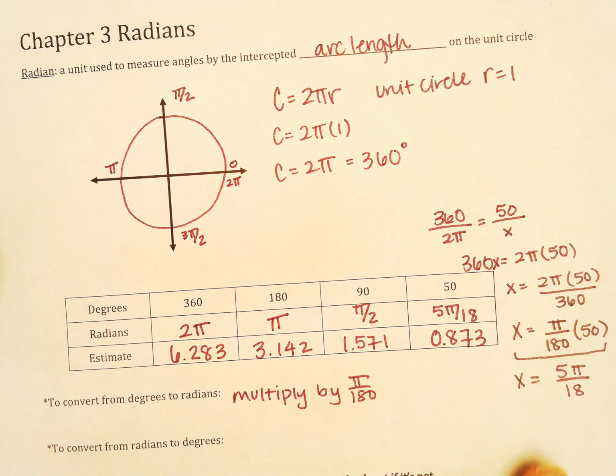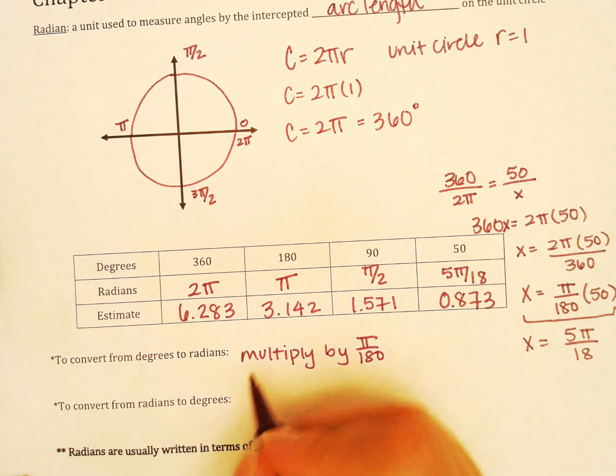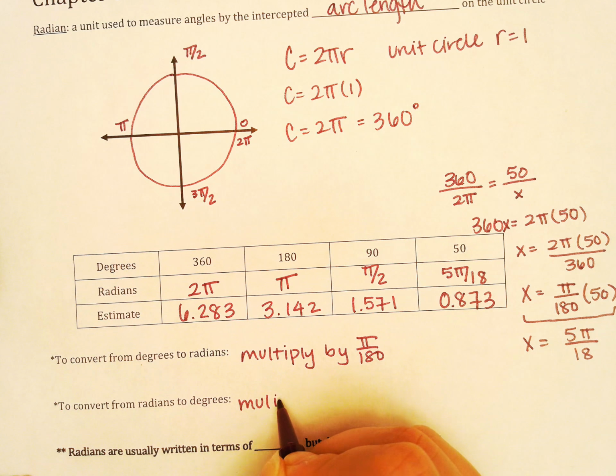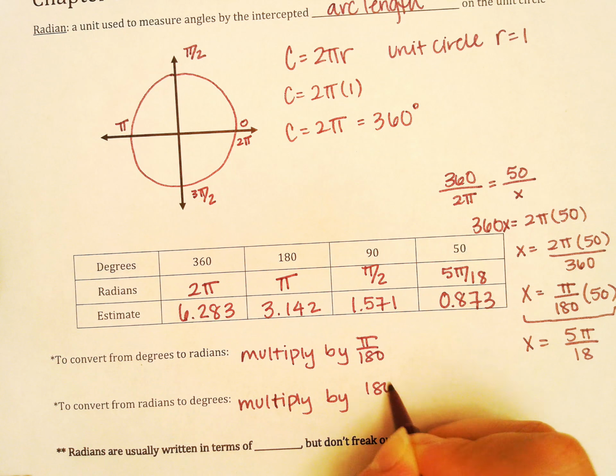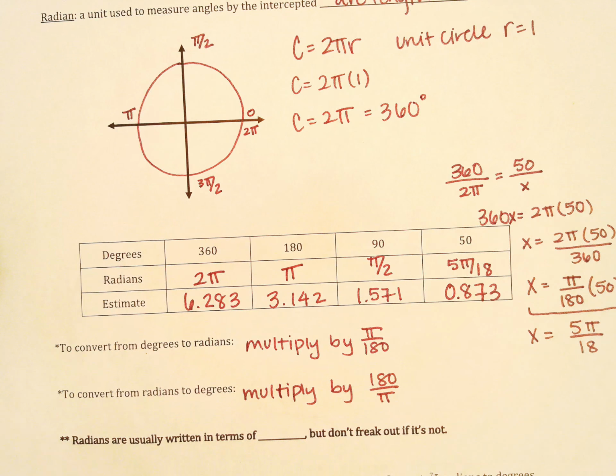And then likewise, if I want to convert from radians to degrees, instead I'm going the other way around, so I would multiply by 180 over pi, or I would divide by this number, which is the same thing as multiplying by the reciprocal.